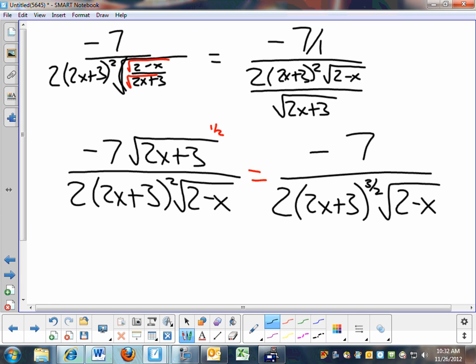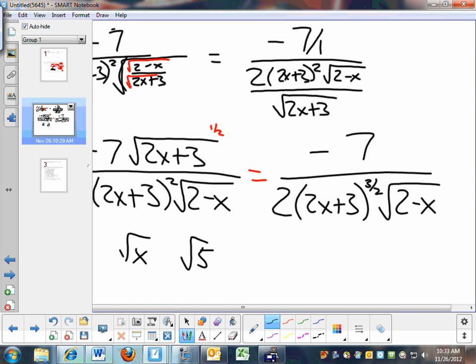No, I did. So this is 4 over 2 minus 1 over 2, which is 3 over 2. Okay. Yes, you can. You can have the square root of x in the denominator, but you cannot have the square root of 5 in the denominator. Okay.